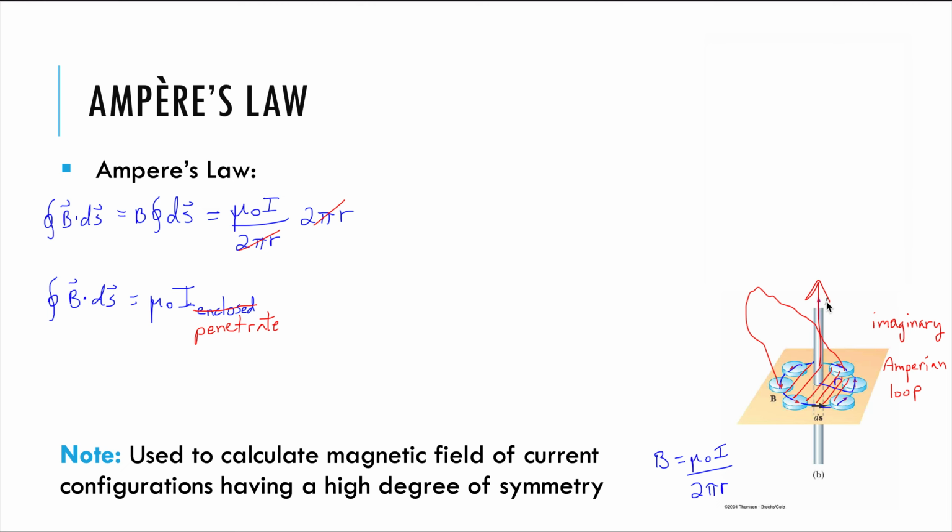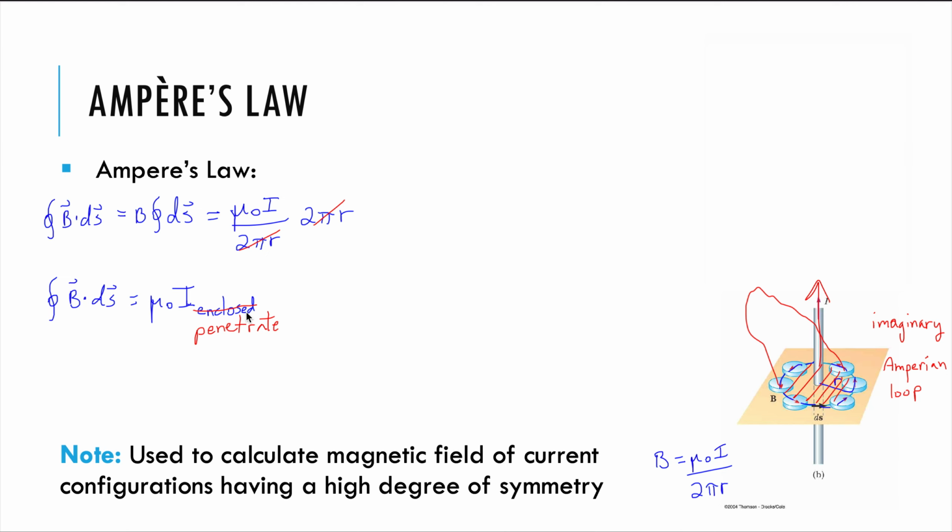If the current points in the same direction as our thumb, then that current that's penetrating is going to be positive. But if the current is in the opposite direction, it's going to be a negative current. So that's important to know about the directions.